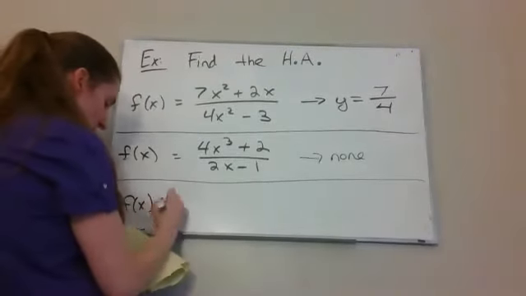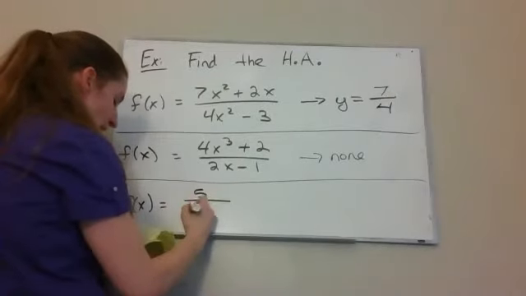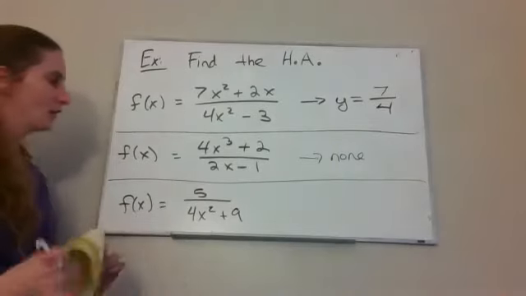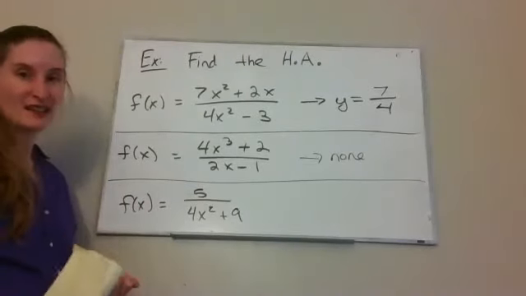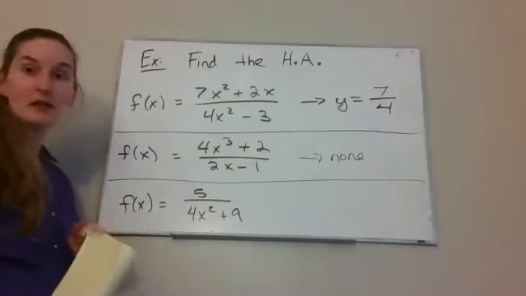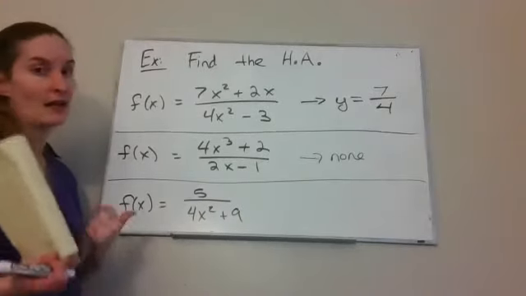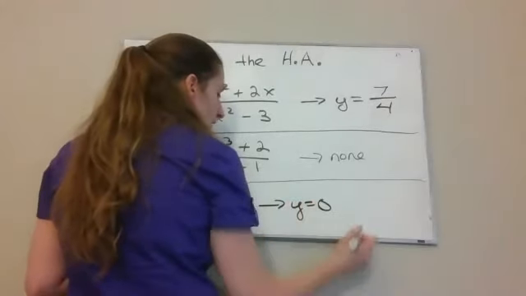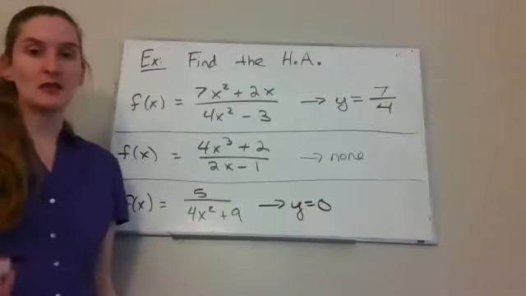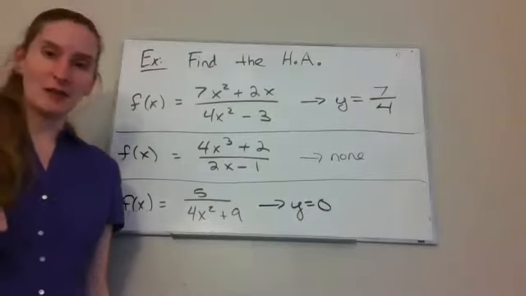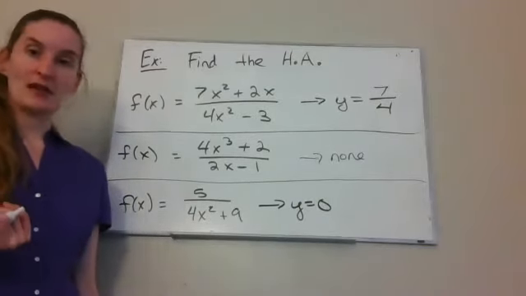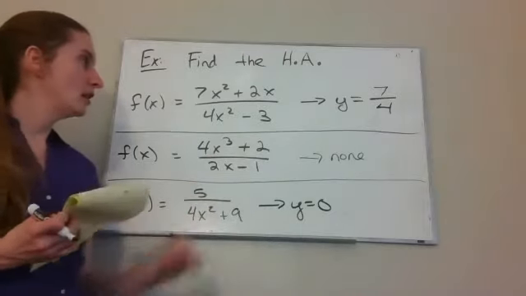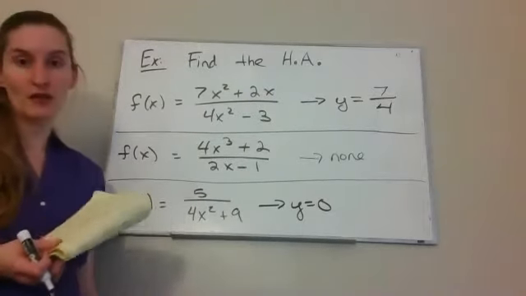Last one. F of x equals 5 over 4x squared plus 9. The degree of my numerator is 0. Degree of denominator is 2. The denominator has a higher degree, so this means that y equals 0 is the horizontal asymptote. These are the only 3 cases with rational functions. You either get the x-axis, y equals 0, you get none, or you get the ratio of the coefficients.